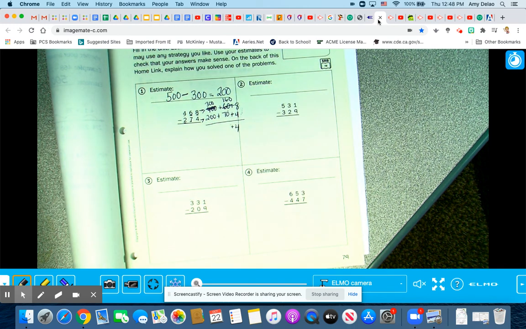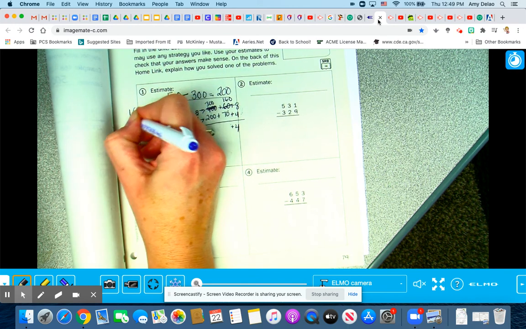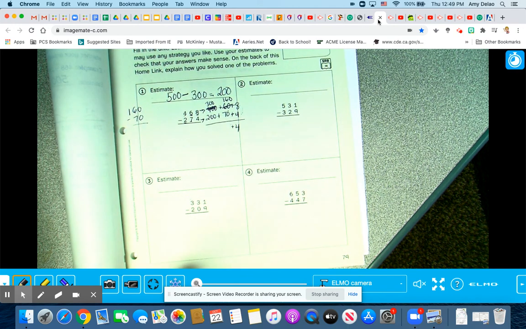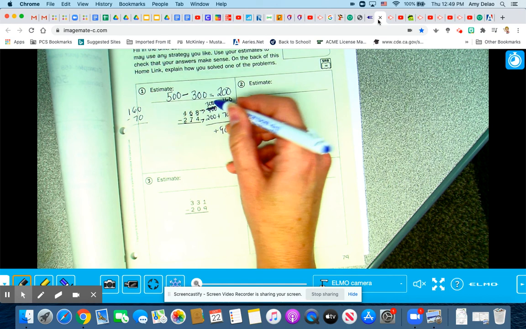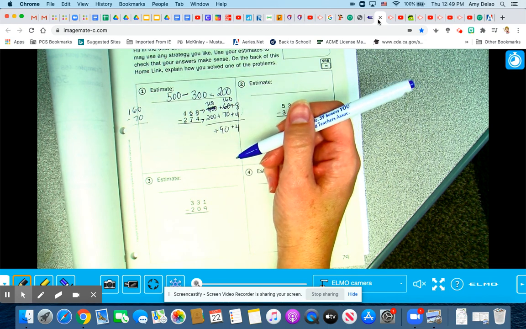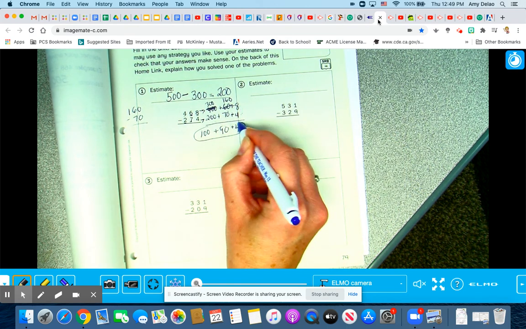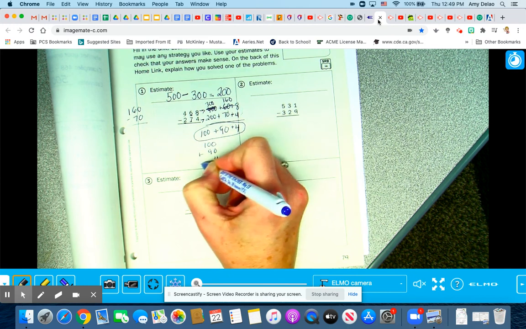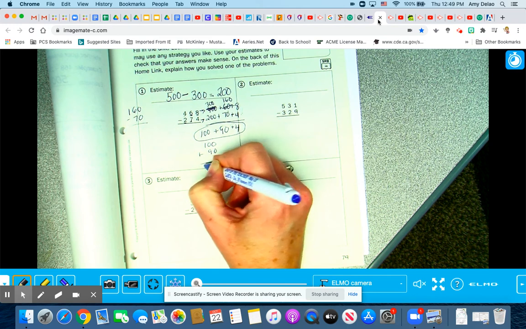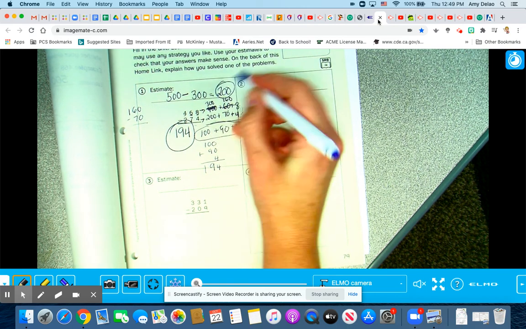Next, I have 160 minus 70. That's probably kind of hard to do in your head, so you might have to write that over here like this, minus 70. Okay, you might have to. All right, and that is 90. Okay, and then I have 300 minus 200. That is 100. Okay, and then you're going to add these up together. So 100 plus 90 plus 4, 4, 9, and 1. So my final answer is 194. That's pretty close to my 200 guess up here?